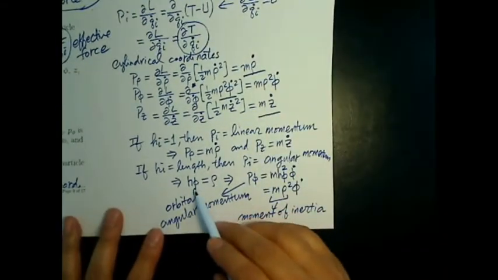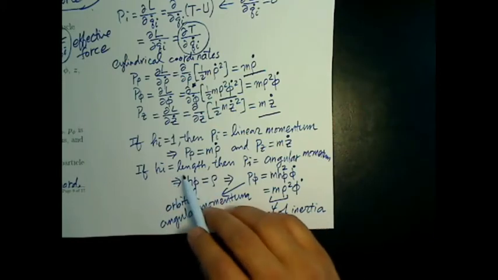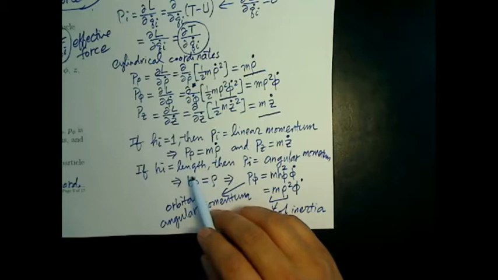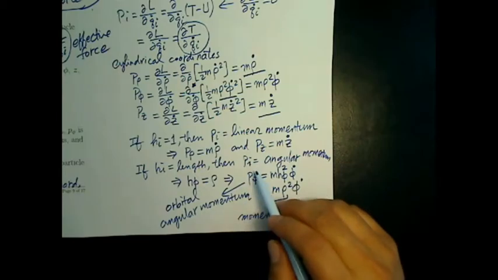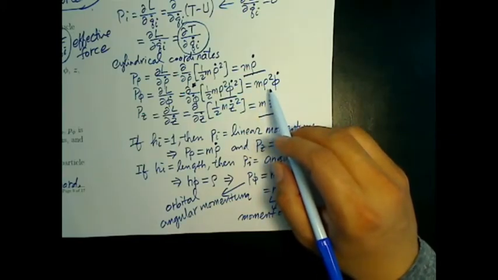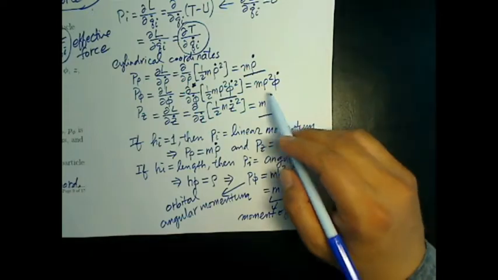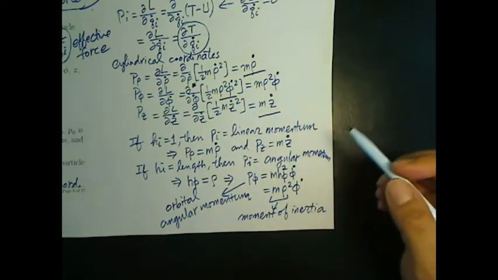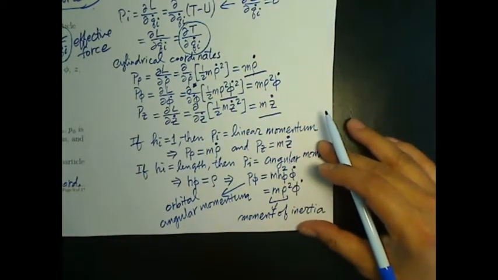Therefore, for any coordinates involving an angle, the scale factor h should be a length, and the generalized momentum has mass times scale factor squared multiplied by the time derivative of the angle. That means orbital angular momentum. Especially, p phi is the orbital angular momentum about the z direction.